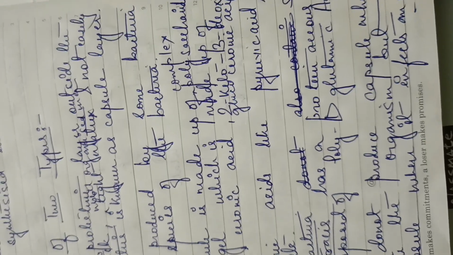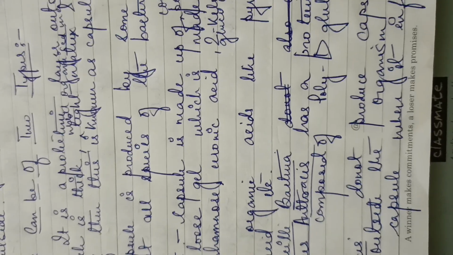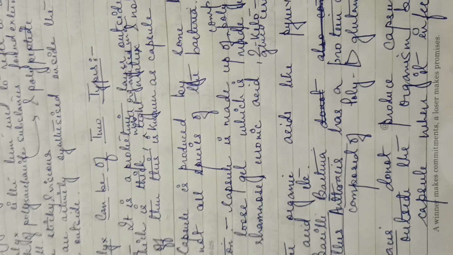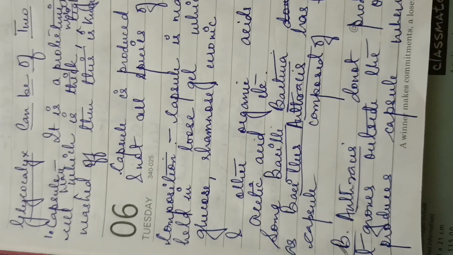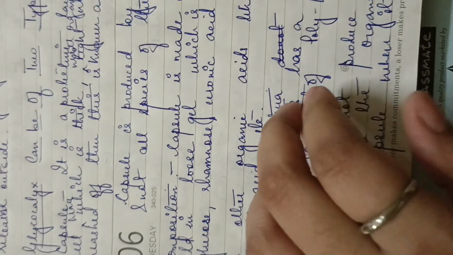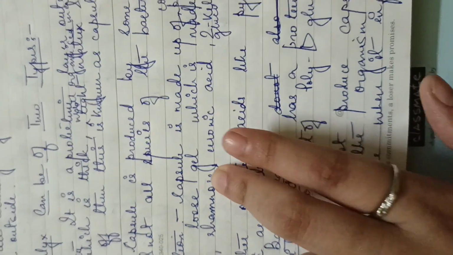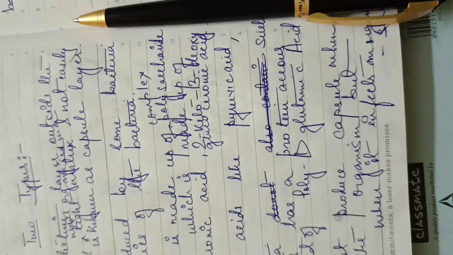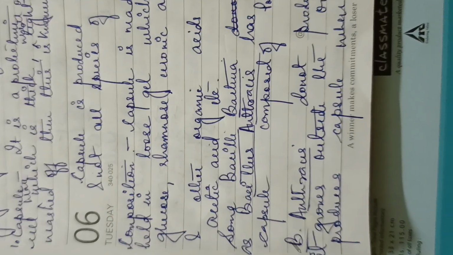Composition: capsule is made up of a complex polysaccharide held in a loose gel, which is made up of glucose, rhamnose, uronic acid, various sugars, 2-keto-3-deoxygluconic acid, and other organic acids also, like pyruvic acid, acetic acid, etc.